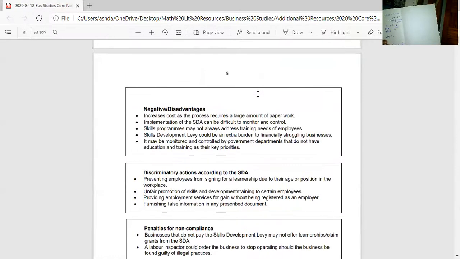Okay, and one negative from there is that any of these acts are very time consuming. And also, if you have to send anyone on training, it costs money. So it is expensive. Okay, time consuming and expensive and globally competitive.